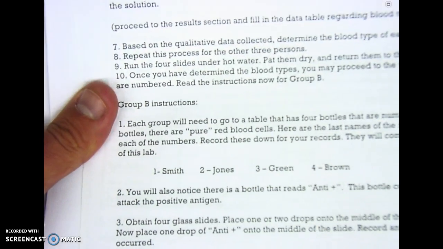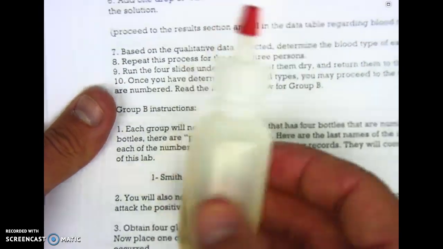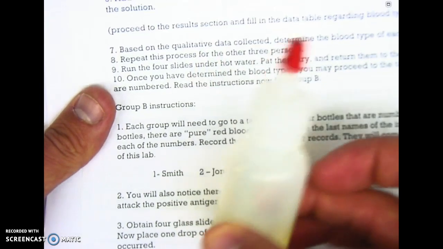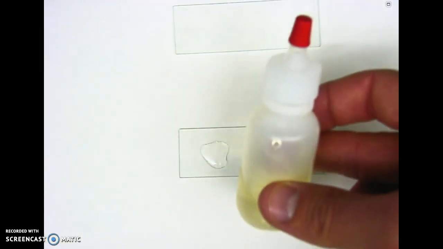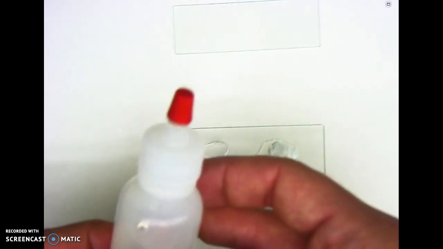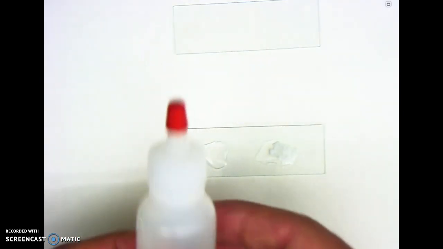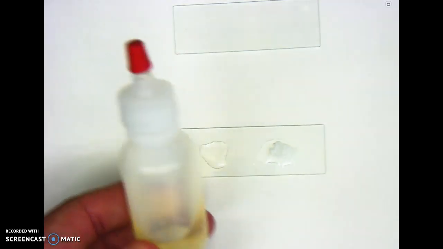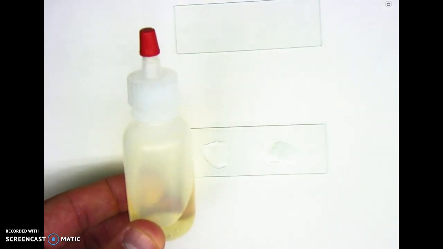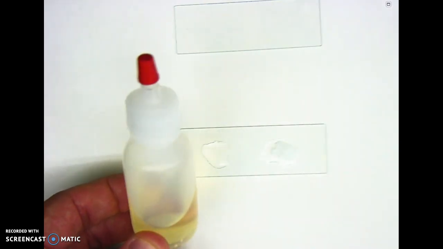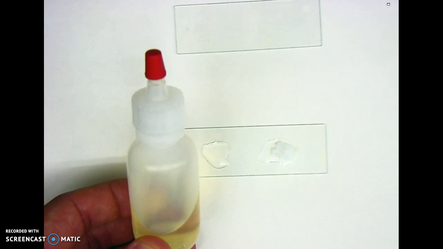To help me do that, there are plastic bottles over there. They're not all labeled, but it's the only one that's in plastic form. This is anti-positive, which means it's antibodies that fight the positive antigen. So that's what you would need for this. There are four numbers over there, so you're going to grab 1, 2, 3, and 4, and then you're going to grab one of these bottles. You shouldn't have both sets of bottles in front of you. There's not enough to go around for every single person.